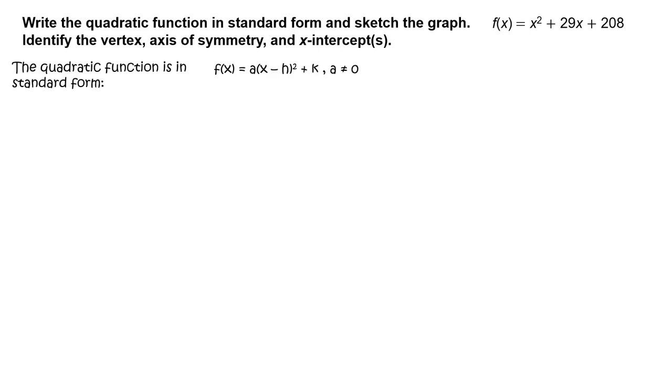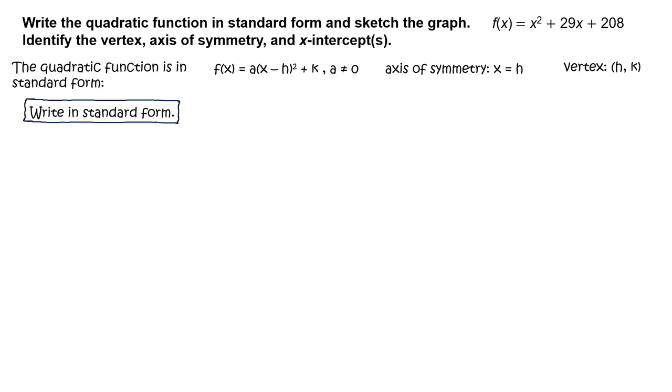First, recall that the quadratic function is in standard form if it is written as f of x equals a times the quantity x minus h squared plus k, where a cannot equal 0. The axis of symmetry is the vertical line with equation x equals h. The vertex is the point (h, k).